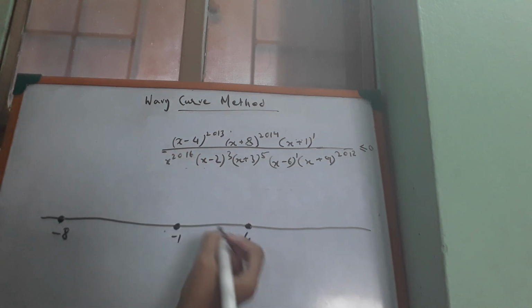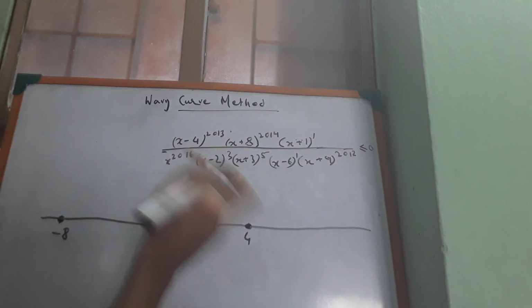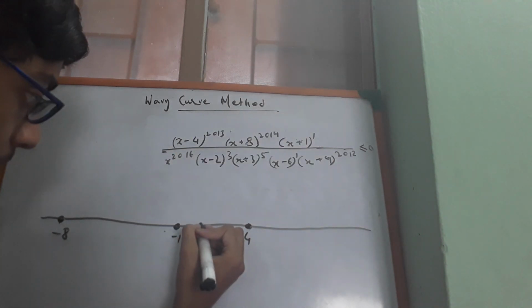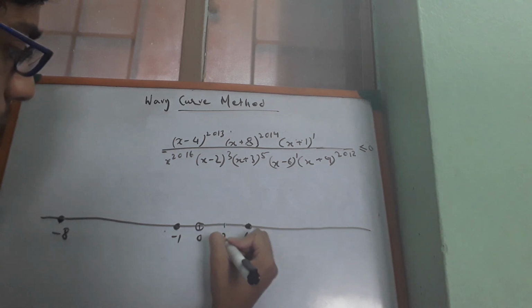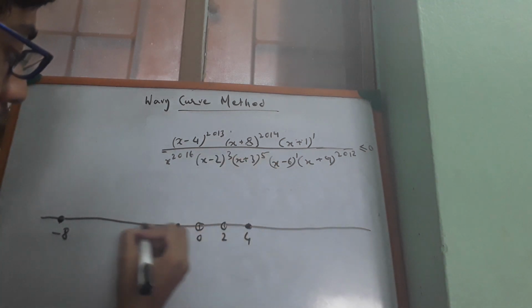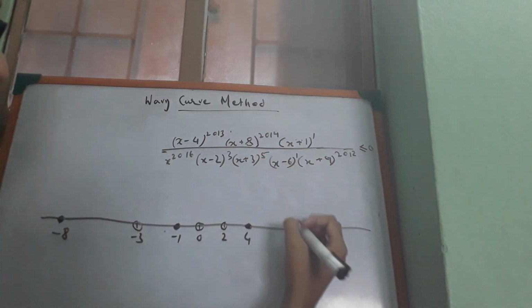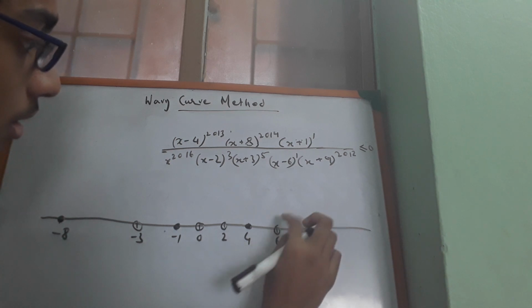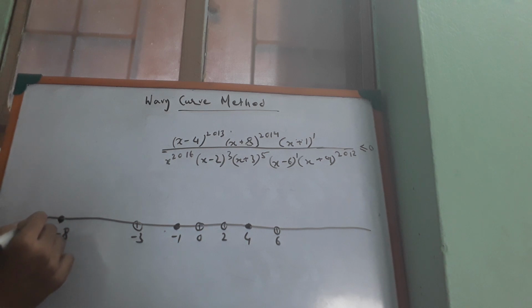X plus 0. So 0 is again a critical point in this case, because at 0 this bracket is also becoming 0. But it is not acceptable because it is in the denominator. Open circle. X minus 2, so plus 2 is also a critical point, but not acceptable. Minus 3 is also a critical point, but not acceptable. 6 is also a critical point, but not acceptable. Minus 9 is also a critical point, but again not acceptable.